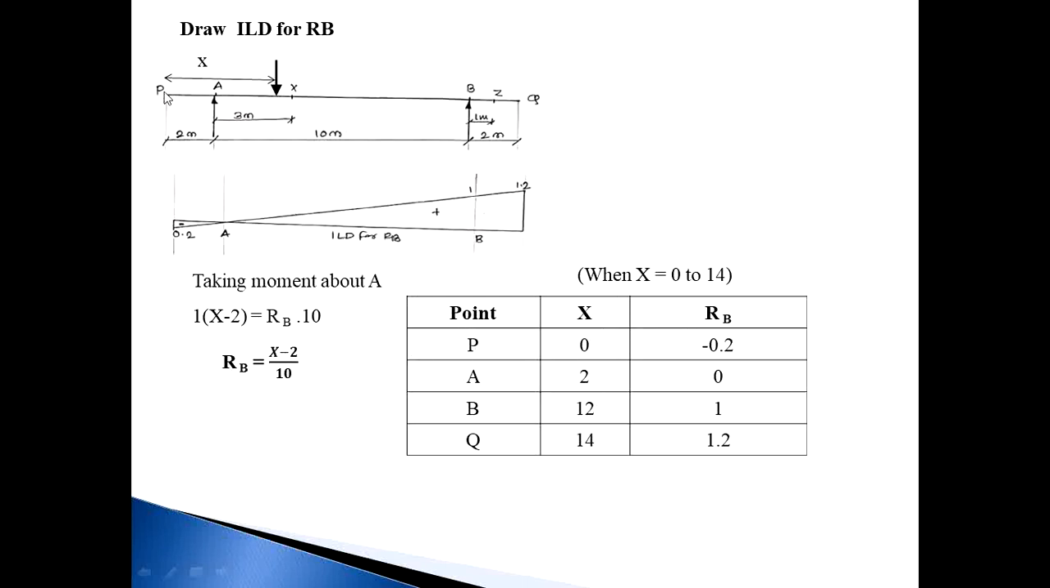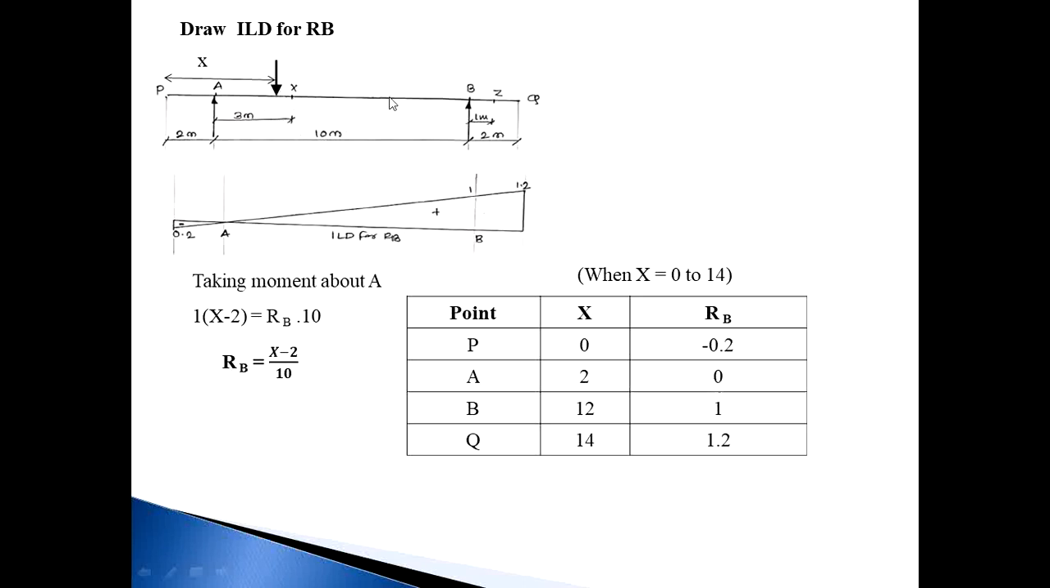Once again, consider all points and all x values and calculate the RB value. First of all, starting with point P. When the load is at P, x becomes 0. So x minus 2 with x equal to 0: 0 minus 2 divided by 10 is minus 0.2. Then the load moves up to A, that is now x is equal to 2. Then 2 minus 2 divided by 10 is 0, and 0 divided by 10 becomes 0.